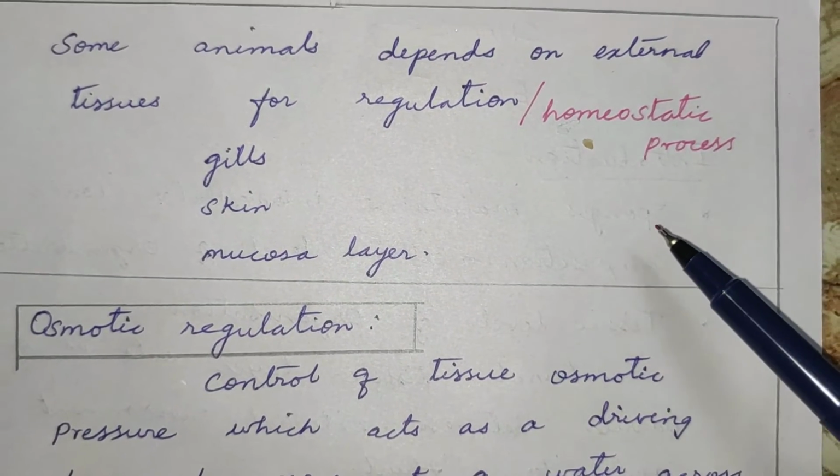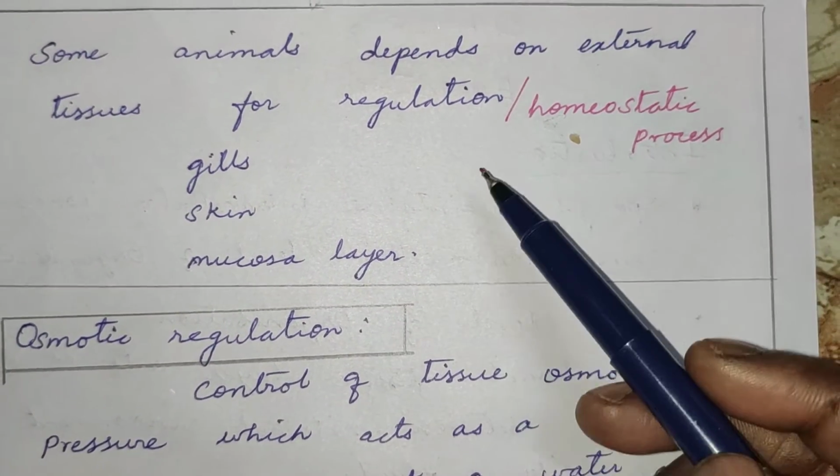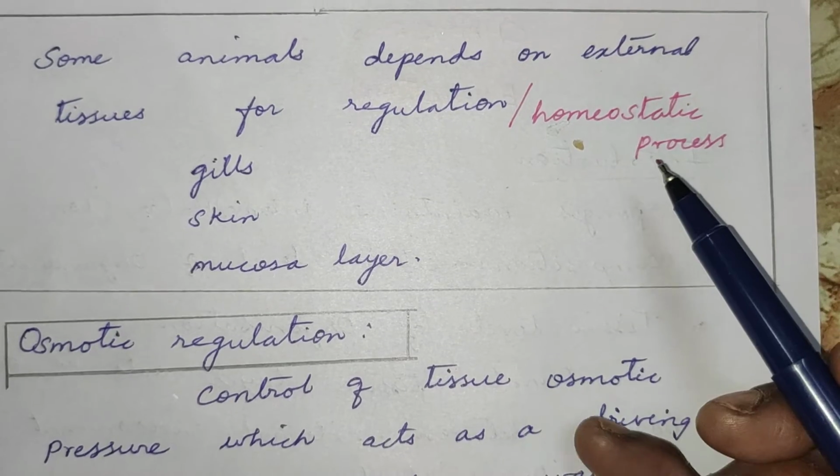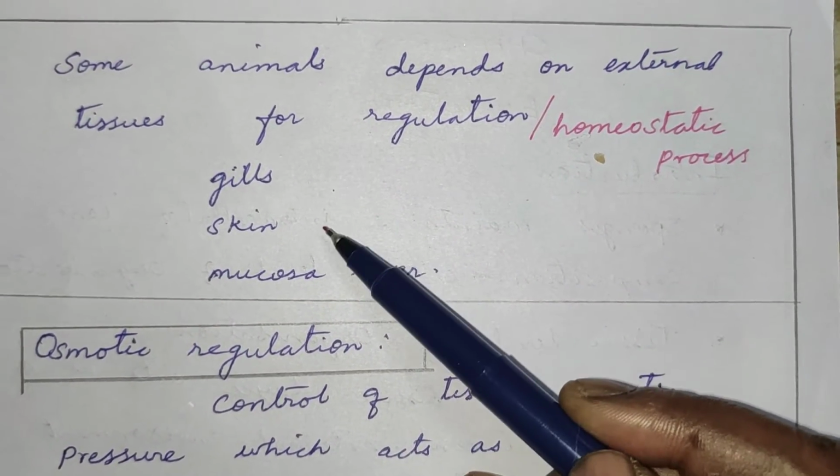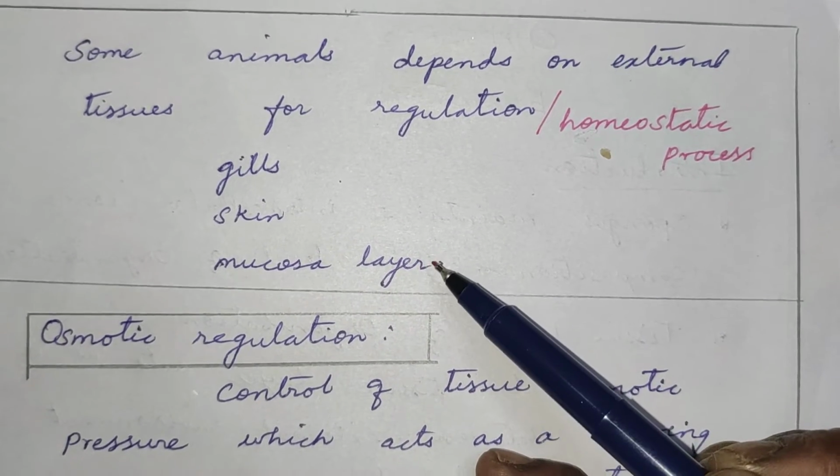Some animals depend on external tissues for regulation or homeostatic process. Here we have listed three external tissues: gills, skin and mucosa layer.